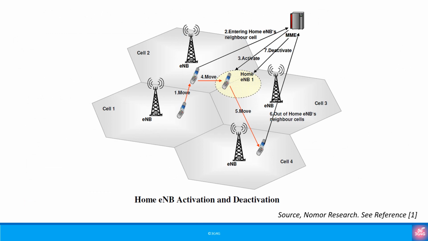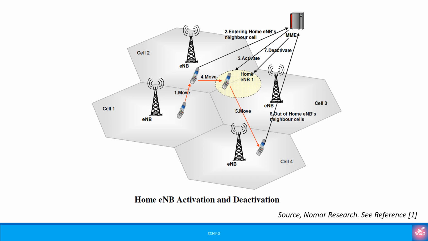NEC Research white paper has a good explanation of the cell switch off procedure as shown here. In this example, a small cell or a home eNode B is activated or deactivated for energy savings. In this example, cell 2 and cell 3 are neighbor cells of the home eNode B, and we assume that UE knows the neighbor cells of home eNode Bs. First, UE moves to one of the neighbor cells of home eNode B. The second is the UE informs MME that it has moved to the neighbor cell of home eNode B.